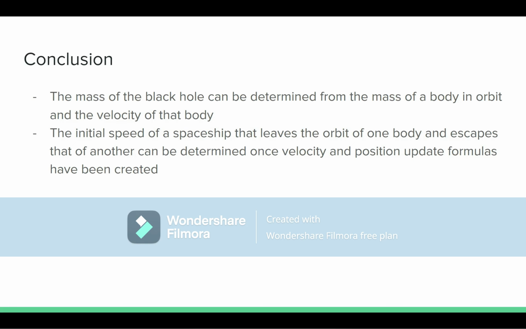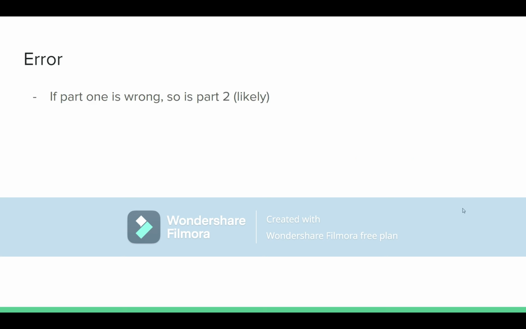In conclusion, we found the mass of the black hole, even though we were only given the mass of a body in orbit of the black hole and the velocity of that body. And in part 2, we found the initial speed of the spacecraft so that it could leave the orbit of one body while maintaining orbit with another body. One potential error is that if part 1 is wrong, part 2 is also likely wrong. The end.